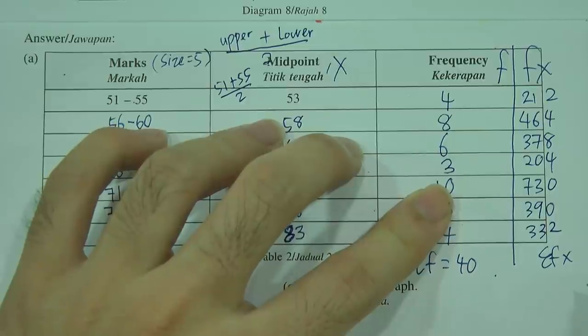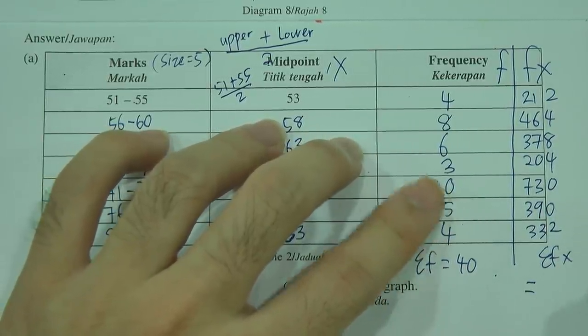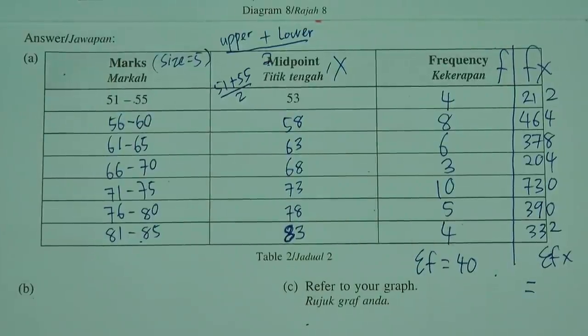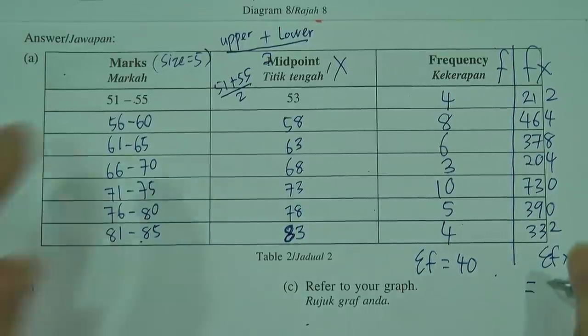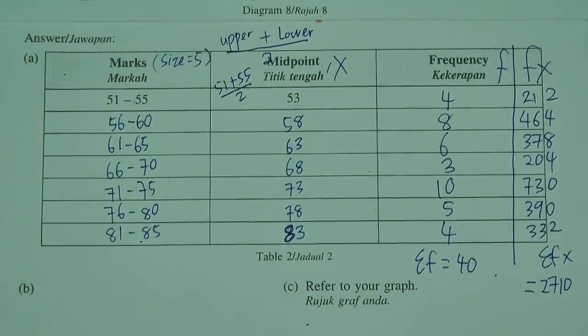So sum of fx means what? All plus together. You will got sum of fx. Okay, you just plus together. 212 plus 464 plus 378 plus 404 plus 730 plus 390 plus 332. It's not mistaken, it's 2710. Okay, this one over here I just show you.